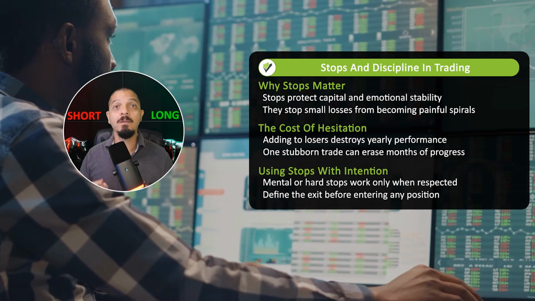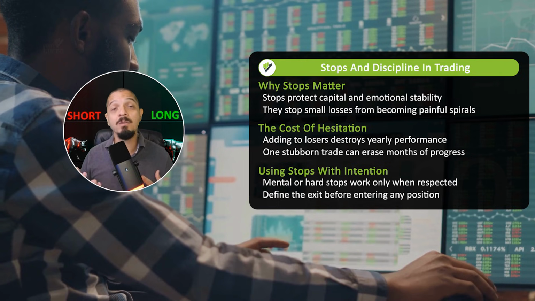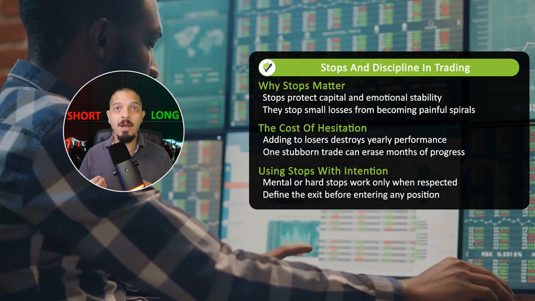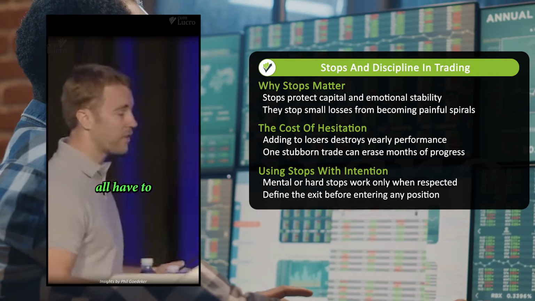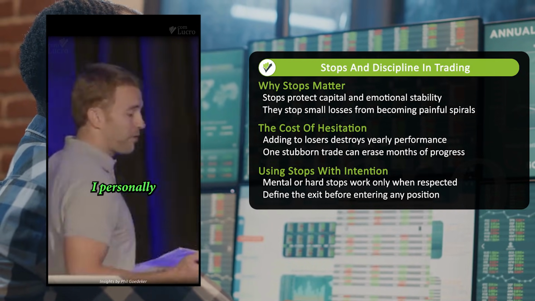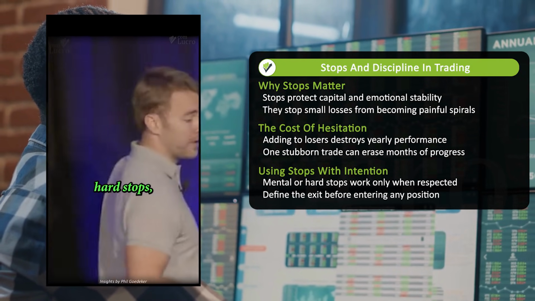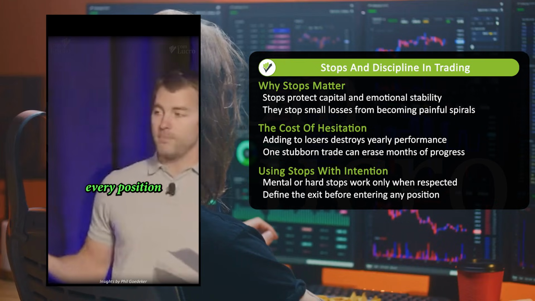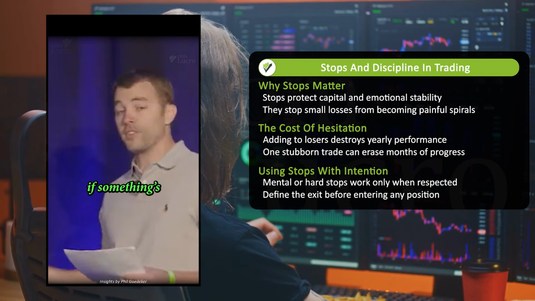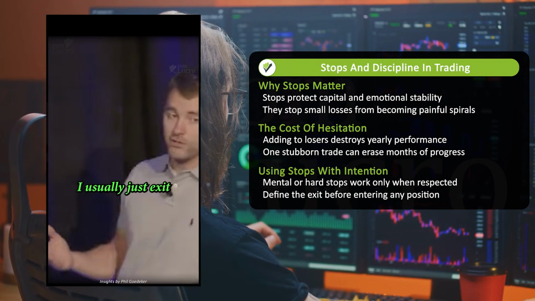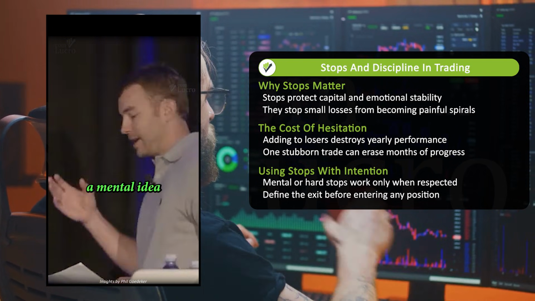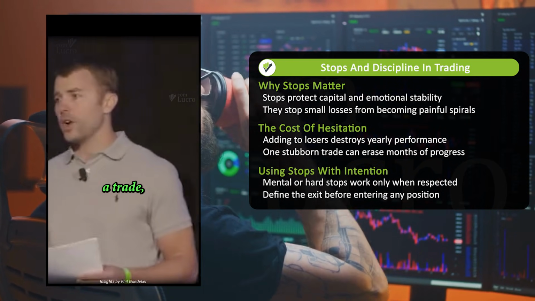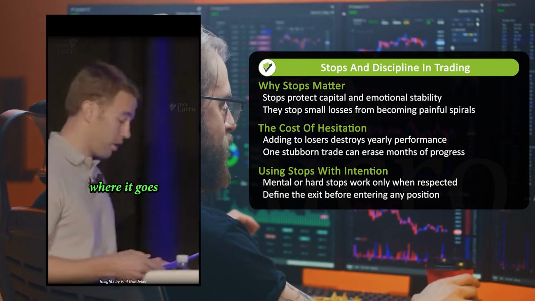Phil Goedicke, known for his practical and experience-driven approach, offers a powerful perspective on this. Stops are a must. I mean, we all have to use stops. Now, I personally rarely use hard stops, but I have mental stops on every position that I take. Basically, if something's breaking support or resistance, I usually just exit that trade. And I think most of us here need to have a mental idea in our head of where we're going to exit a trade, based on where it goes against us.